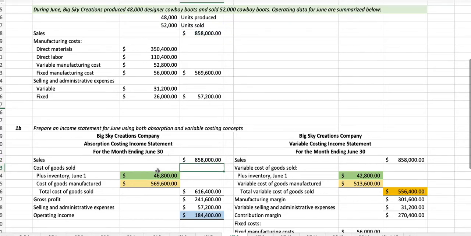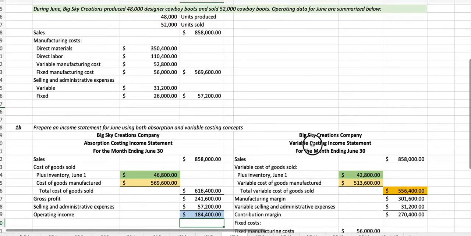We have our sales. We have the inventory that actually came from last month, right? We have to add in inventory that we produced in May because we're going to end up selling it this month. We also have our cost of goods sold, and we're going to add these two. So my total cost of goods sold is $616. My gross profit, again, just the difference between those two, and my selling and administrative expenses don't change. My operating income is much lower than it was for the month of May. And again, it's because we produced fewer items than we sold.